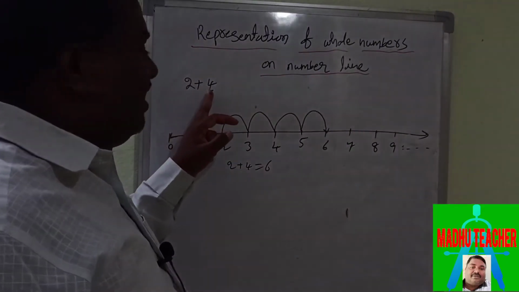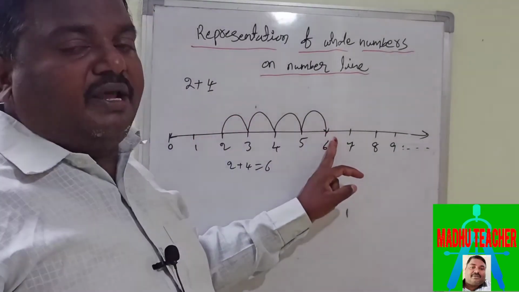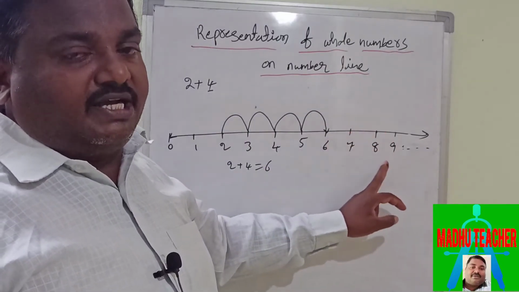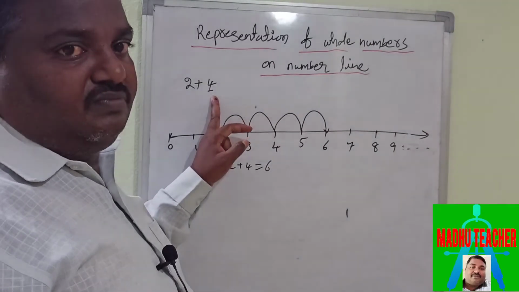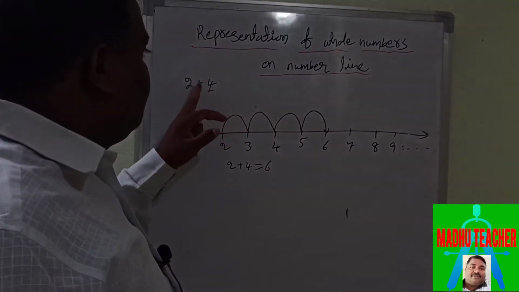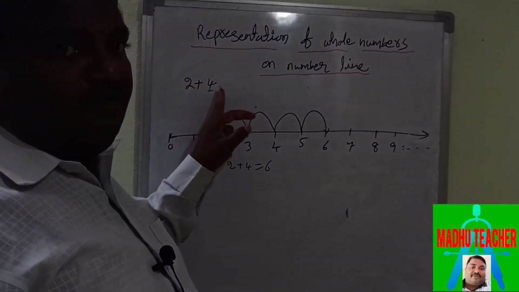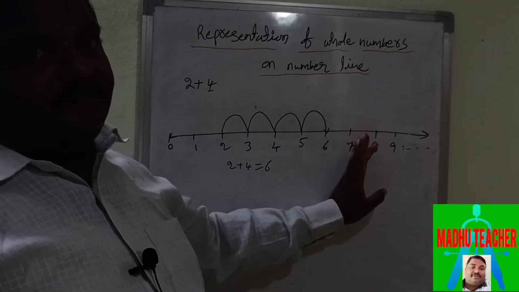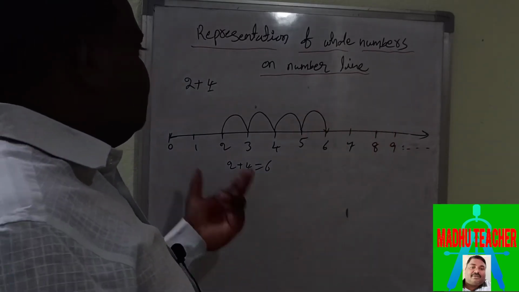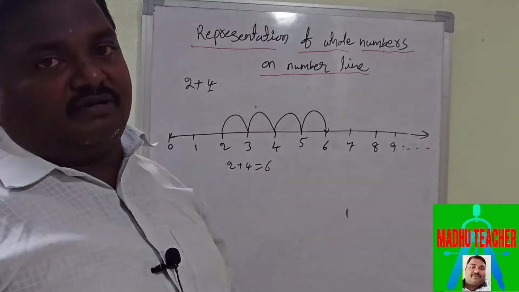So to add any two numbers, we move on the number line towards the right side, starting from any of them. We can start from 2 or we can start from 4, but we have to move towards the right side on the number line. This is the process to add two numbers on the number line.